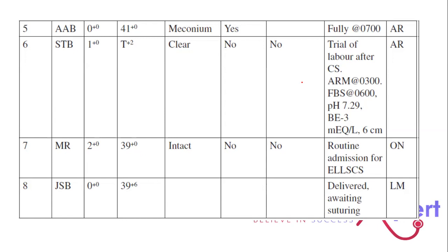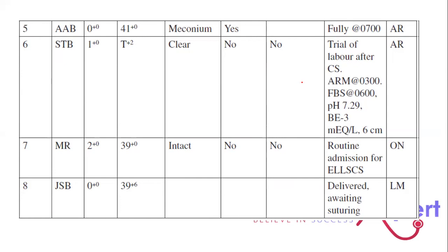The midwife will see this patient. If she has any concern regarding the fetal heart rate or the progress of labor, she will come back and report to me. And then I will go to room number 6, where the patient has had one previous cesarean section.